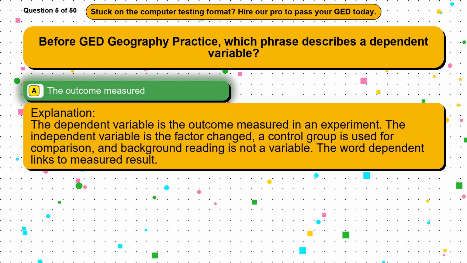The dependent variable is the outcome measured in an experiment. The independent variable is the factor changed, a control group is used for comparison, and background reading is not a variable. The word dependent links to measured result.